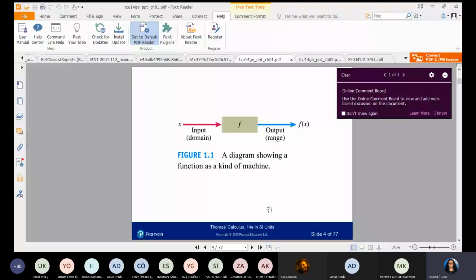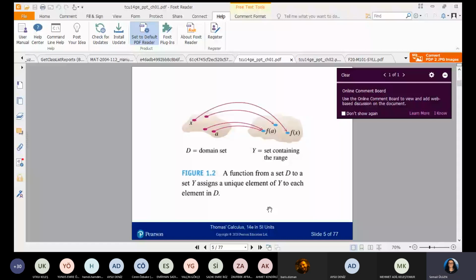This is another picture. We just use this D as the domain, and these are the elements in the domain D, and we have x, as you see, we have a and other elements which we don't explicitly say what they are, and we have a Y set. This is a set too. And this Y is going to contain the range in it. Range means, for example, f of a is an element in range. f of x is an element in range. Image.